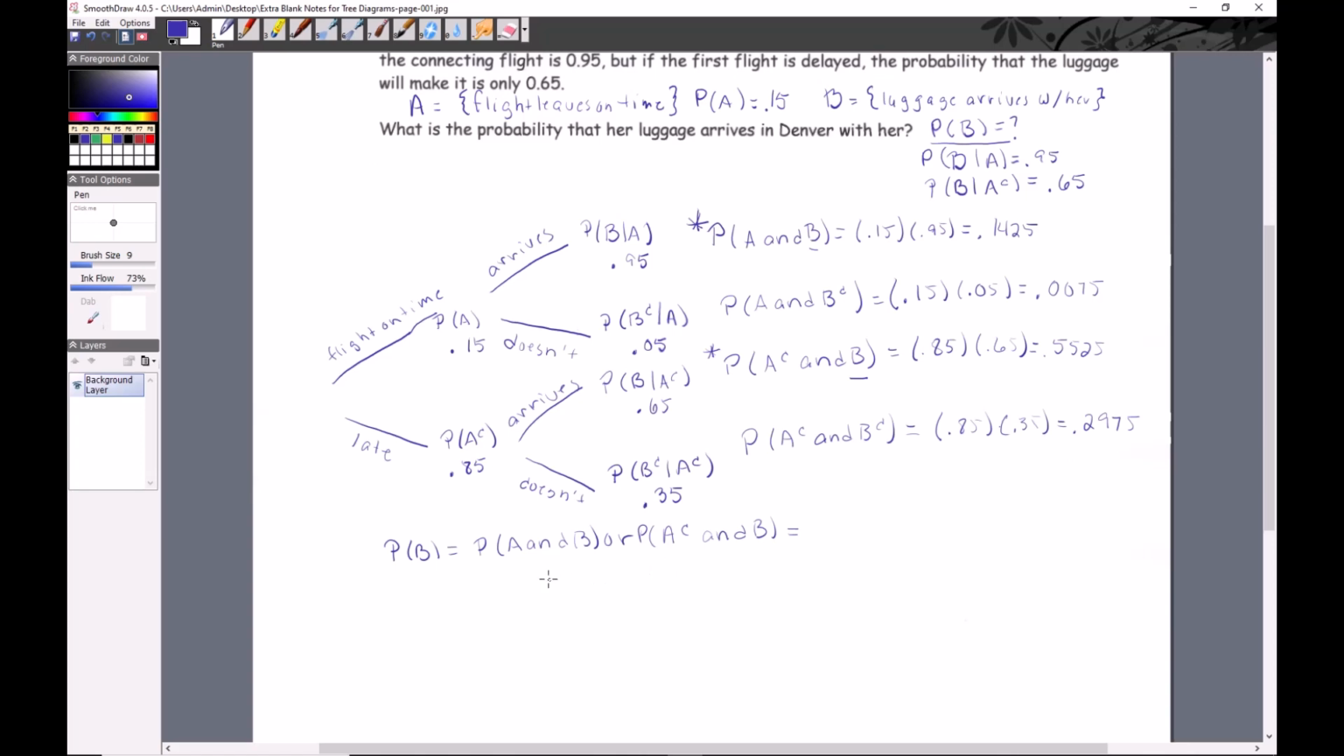And we know those, okay? The probability of A and B is 0.1425, and "or" means plus 0.5525. Right? And that will give you 0.6950. That is your probability of B, and that answers your question.